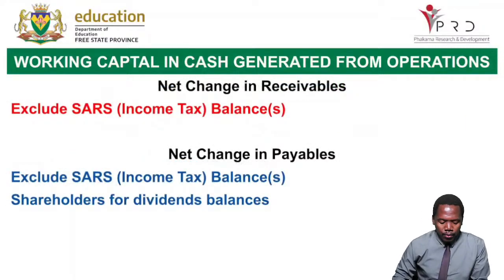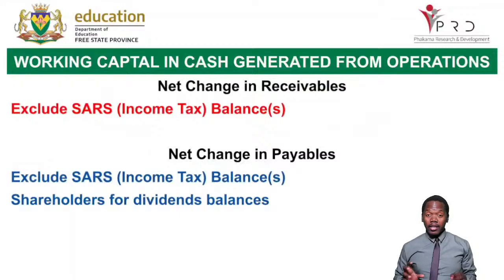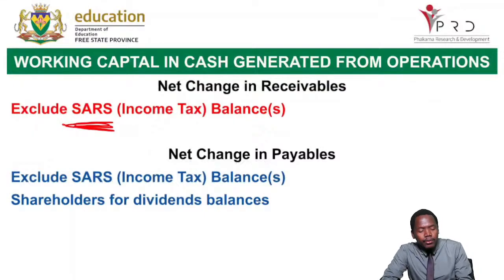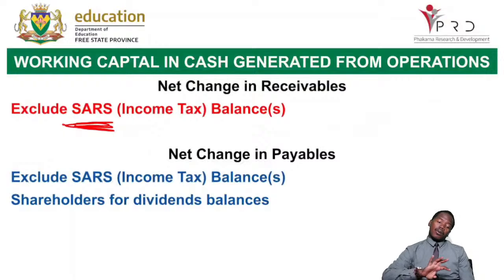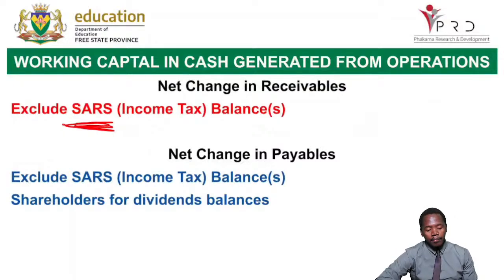Now, grade 12s, we are moving on to the next part, our working capital in the cash generated from operations. There are some terms and conditions, as I call them. There are items that we must exclude as we calculate our change in the receivables as well as the change in the payables. Under receivables, we must always exclude SARS. You will see as we work this out that SARS is always excluded. And why do we exclude SARS? We are going to talk about that just now.